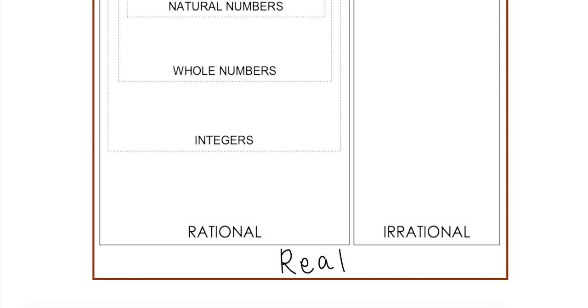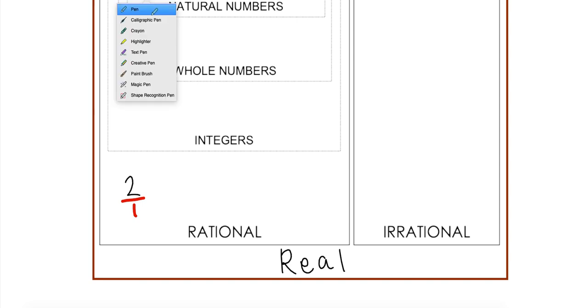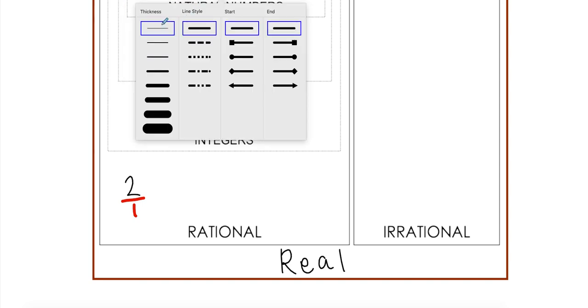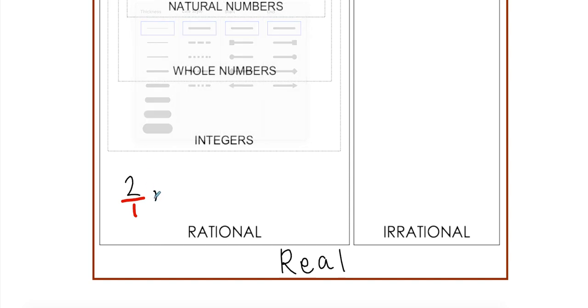So, for instance, like the number 2 is rational. The reason it's rational is I can write this as a fraction. So if you guys wanted to, 2 is technically over 1. So 2 is rational. I write it as a fraction. Easy enough. Okay, let's do another one. What about 1/2? Can 1/2 be written as a fraction? Well, yeah, it's already a fraction.